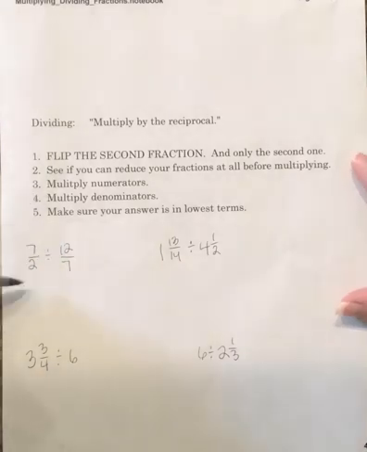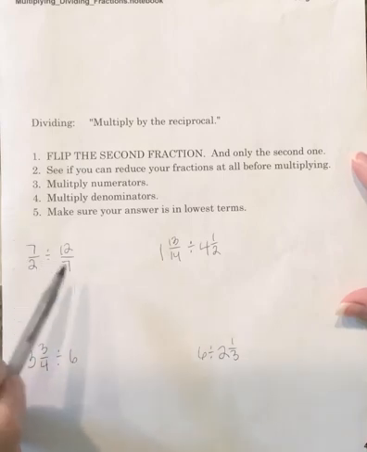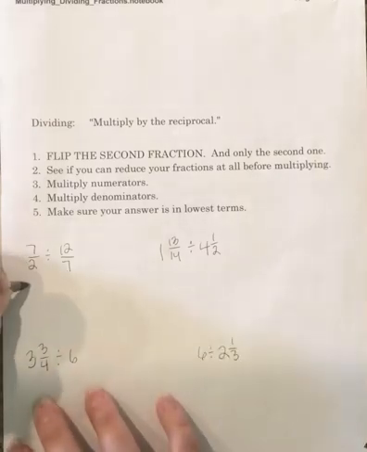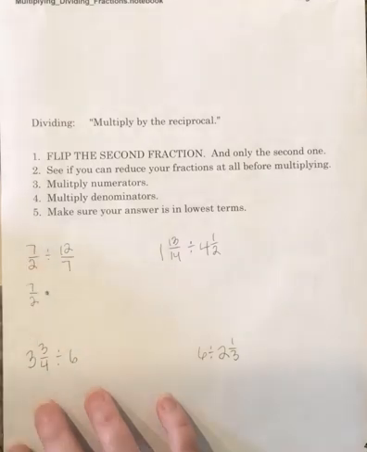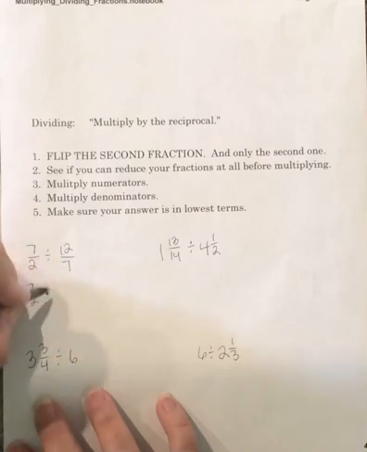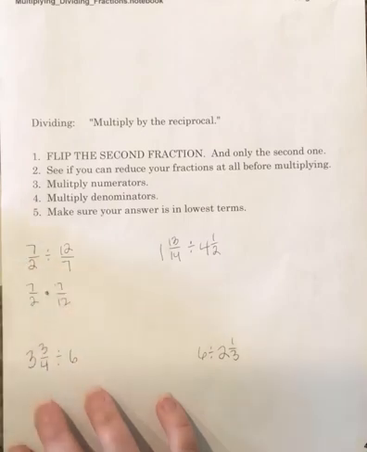So when I look at this, my eye might catch these nice 7s and this 2 and this 12 and think I'm just going to cross-cancel right now, but I can't. I have to change this to multiplication and flip the second fraction before I can do any cross-canceling. So this stays, division changes to multiplication, and I flip this second fraction. So instead of 12 over 7, it's 7 over 12.